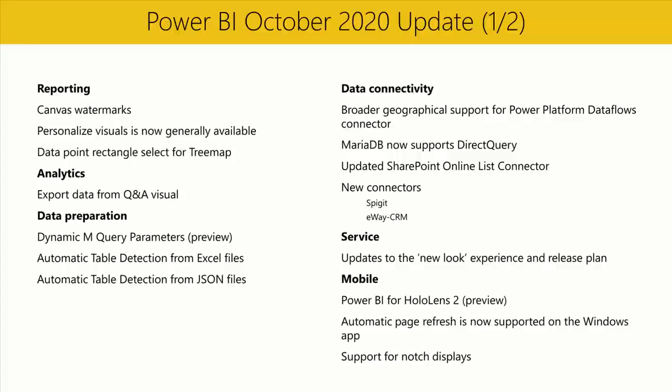We're also excited to announce automatic table detection from JSON files. When using the JSON connector, this feature will automatically flatten the JSON into a table. Previously, users had to flatten records or lists manually. We've also added support for new line delimited JSON. This feature can be enabled in the Settings dialog.